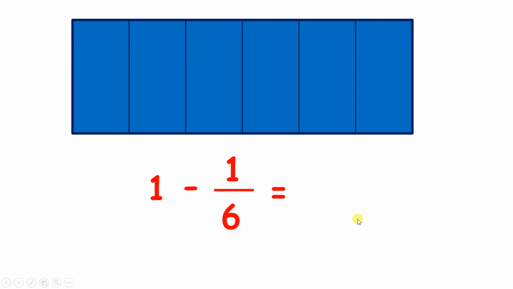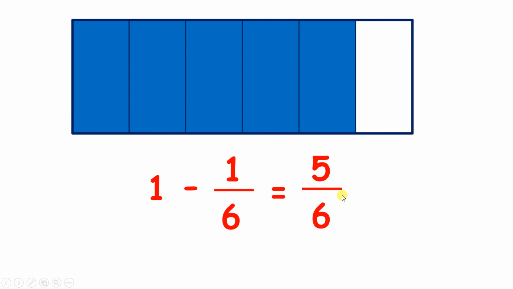So what is 1 take away 1/6? If we have 1, we have 6/6. So if we subtract 1/6, that leaves us with 5/6. So the denominator is 6, because it's the same as it is for the fraction that we're subtracting. And the numerator is 5, because 6 take away 1 is 5.